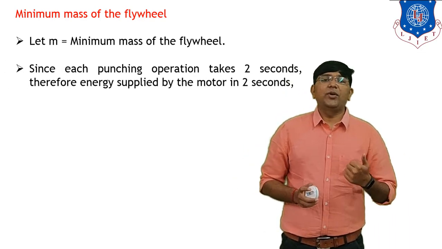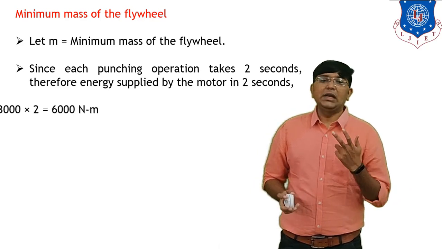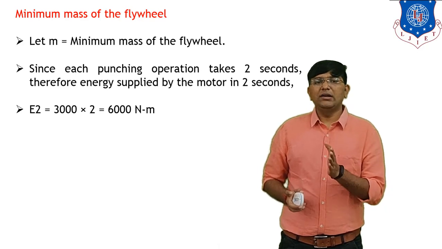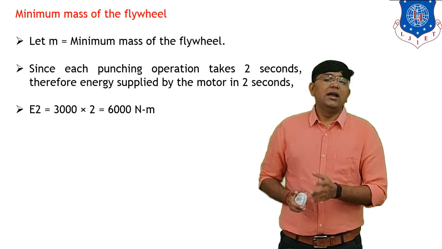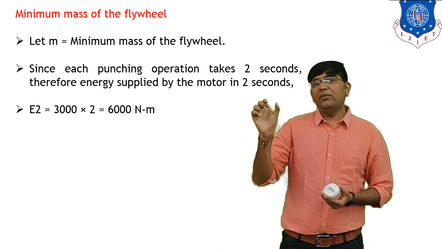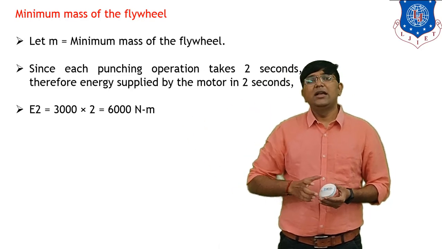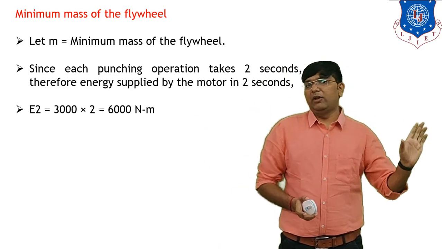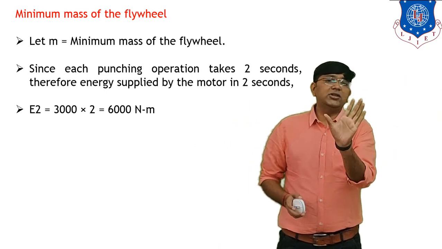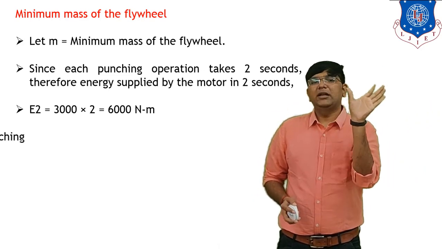Since each punching operation takes 2 seconds, the energy supplied by the motor in 2 seconds, that is E2, is equal to 3000 into 2, which is 6000 Newton meter. Now we have two values, capital E1 and capital E2. Clear? If you find the difference of maximum energy and minimum energy, then you can calculate the maximum fluctuation of energy, that is delta E. What is the equation of delta E? That is E max minus E min, that means E1 minus E2.